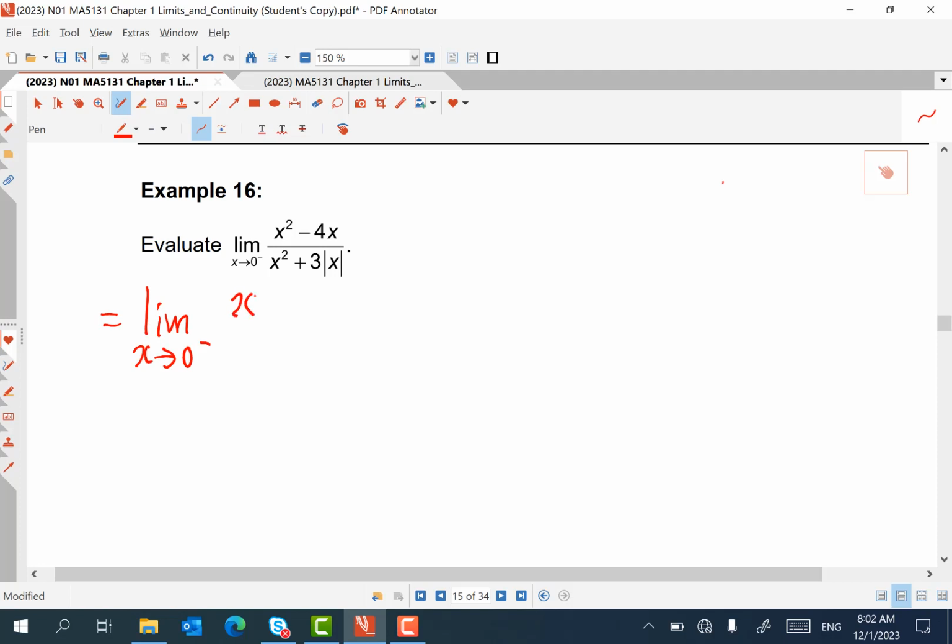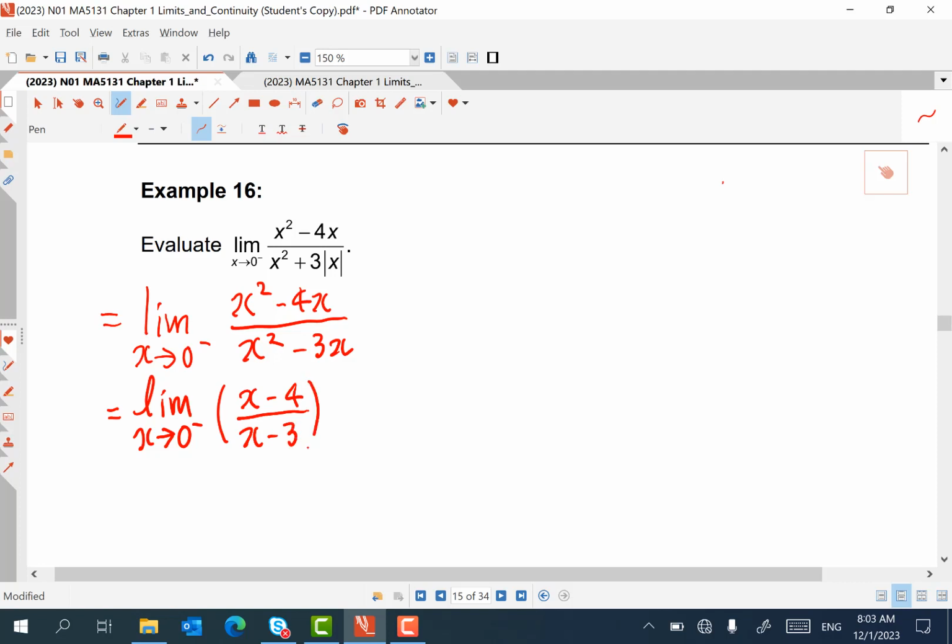Brilliant. So when you open up the modulus, you need to put a minus x squared minus 3x. Right. Then this becomes the limit as x tends towards 0 minus. This can be x minus 4 and x minus 3.